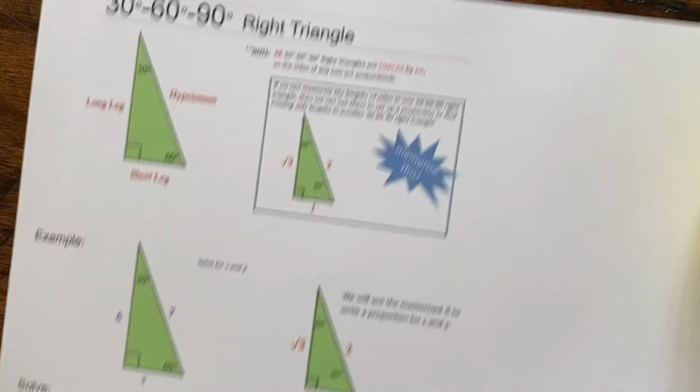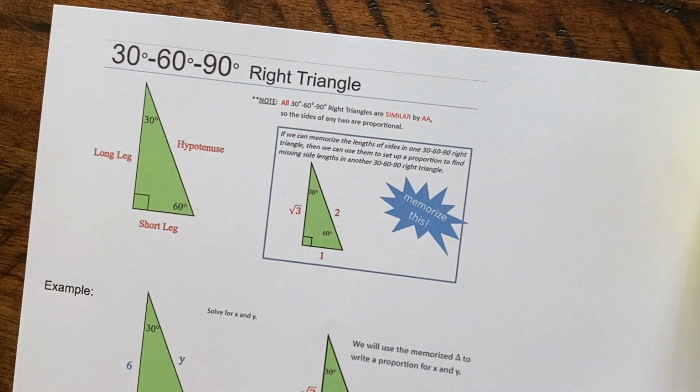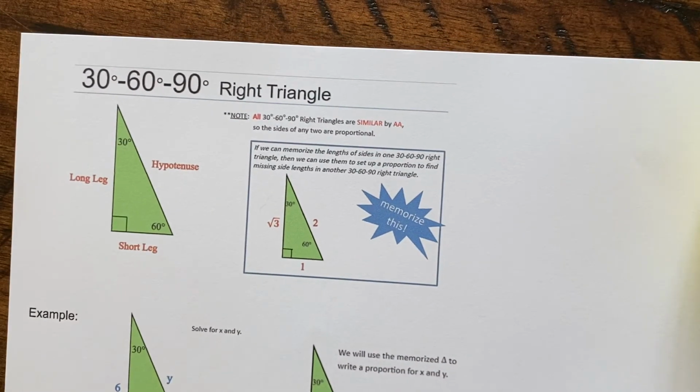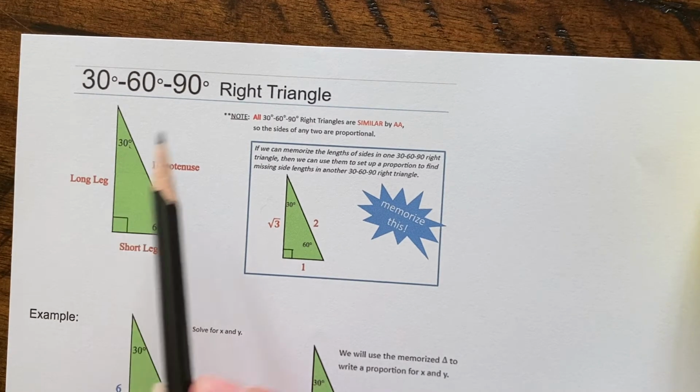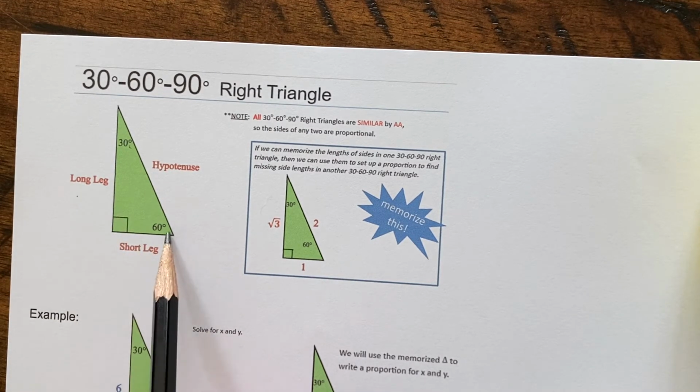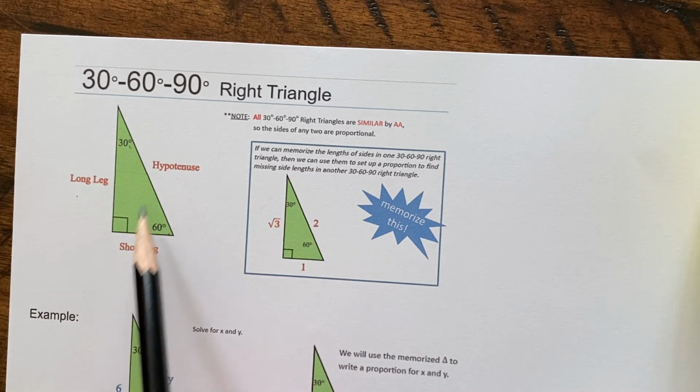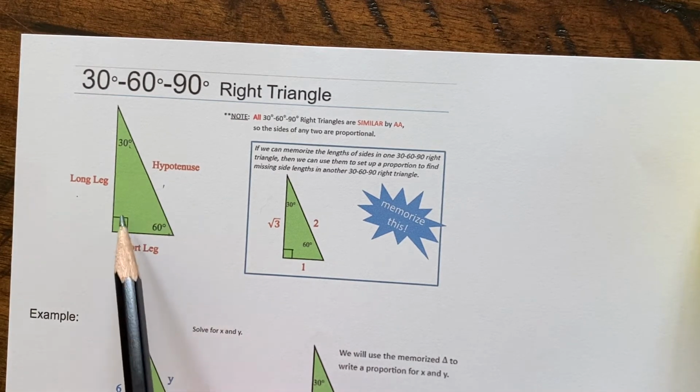And then we're going to look at the second type of special right triangle, which is a 30, 60, 90. Okay, so this one, you're always going to have the short leg opposite your 30-degree angle. You're going to have a longer leg that will be opposite the 60-degree angle. And of course, your hypotenuse always opposite the right angle.